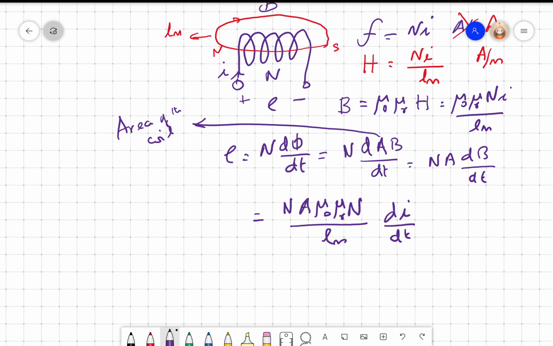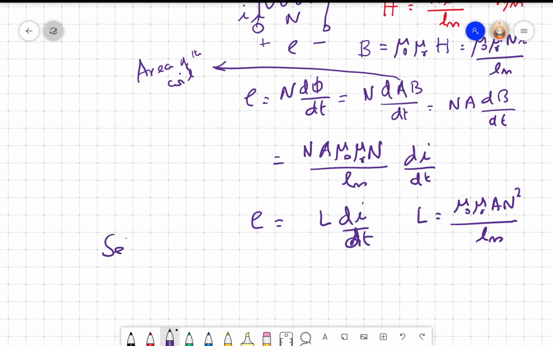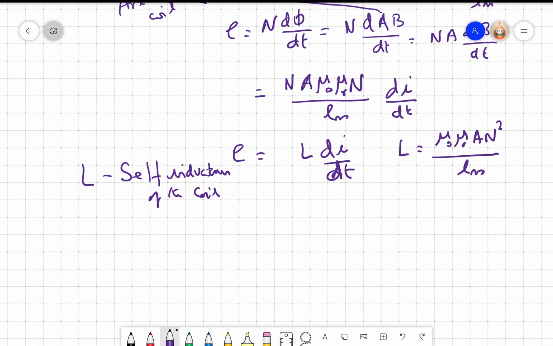So now we call this induced EMF E equal to L di by dt, where L, from here we can write, is mu naught mu R A N square divided by Lm. So we also call this the self inductance. L is also called self inductance of the coil. So we will come back to L a little later.